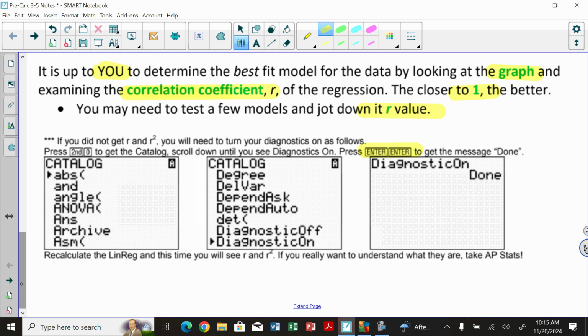And if you can do that, then you can test your R value and see, well, is it close to 1 or not? Is it a good model or not? If you really want to know more about what R and R squared are, then you can take stats, because stats does a lot more with your R values than we do in pre-calc. Okay, so let's move on.